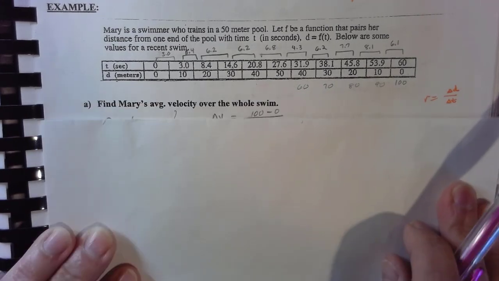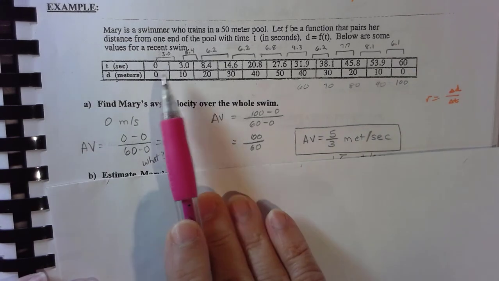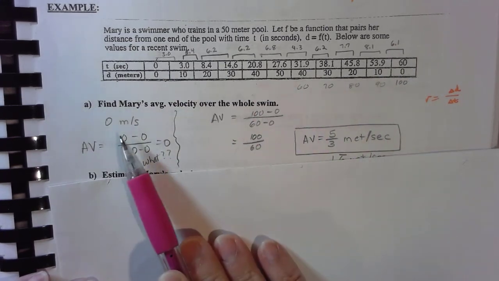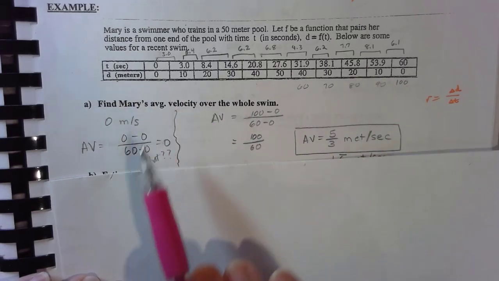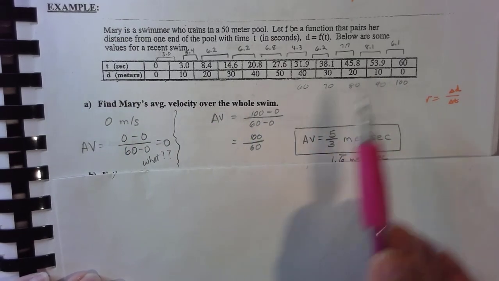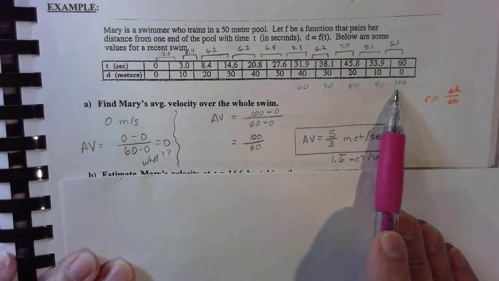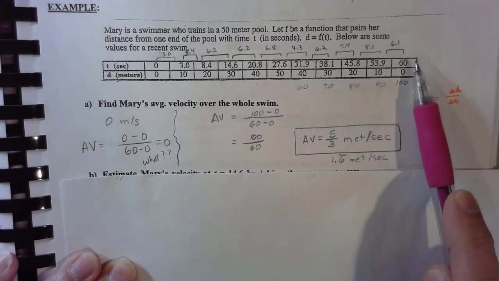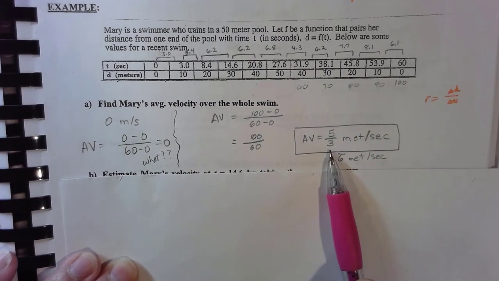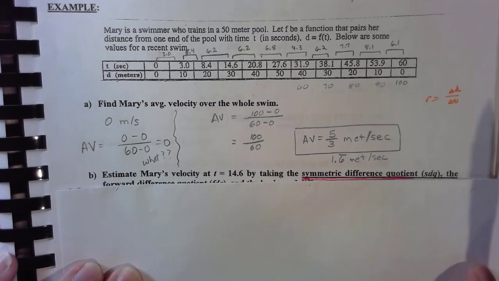Okay. Find Mary's average velocity over the whole swim. Well, if we just start with our distance and our distance, we would have 0 minus 0 over 60 minus 0, but that's not what happened. She actually traveled 100 meters. So you had to pay attention to what was going on in the problem. Very typical in calculus. So 100 minus 0 over 60 minus 0 is 5/3. Notice my units, meters per second. We want to pay attention to that. Okay, 1.6 meters per second.